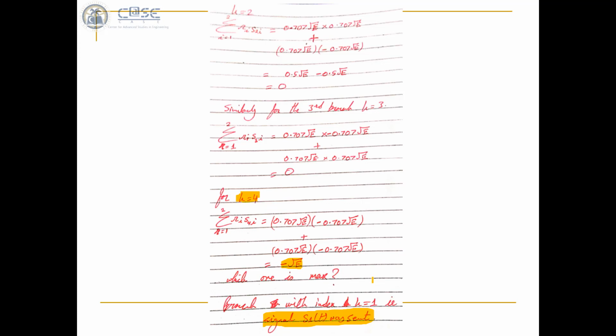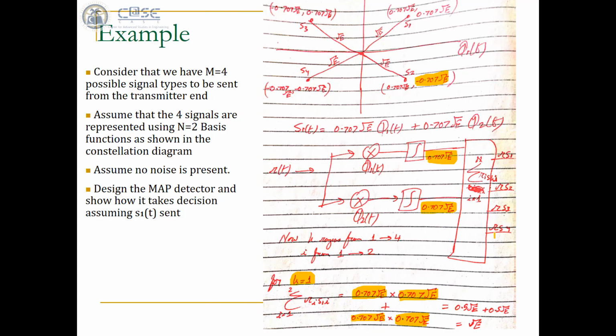So which one is max? That is the branch with index k equivalent to 1. That is, the first branch has the maximum result, right, amongst all the results. So the receiver is going to take the decision in favor of the signal class that resulted in this maximum result, which is nothing but the signal class S1 of t, right, which corresponds to the k equivalent to 1 index, right? So that's how the maximum a posteriori block computes and takes the decisions in favor of the best possible signal class that was sent from the transmitter, right?